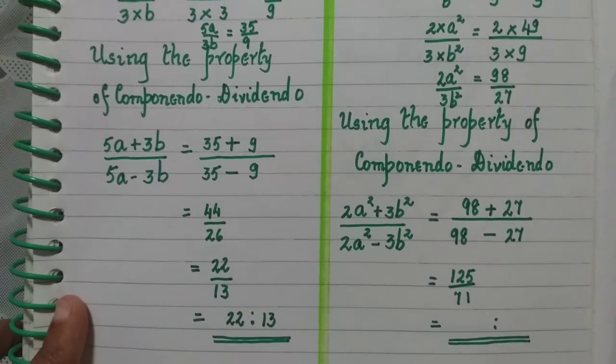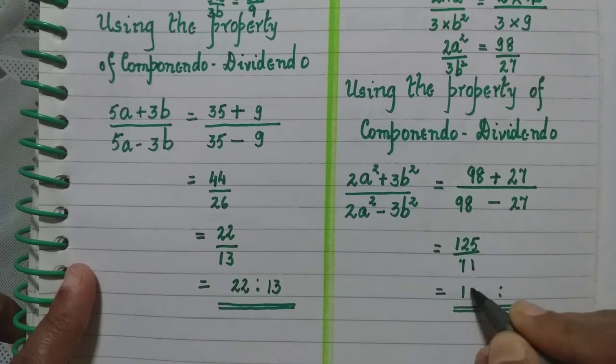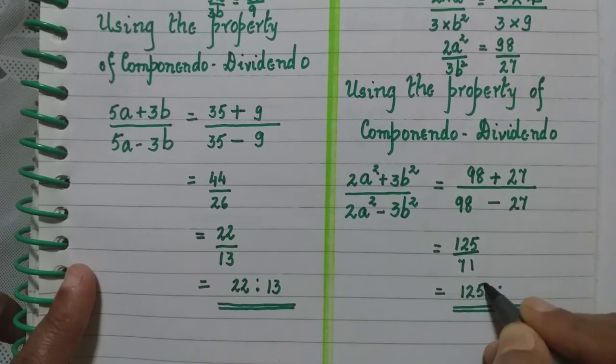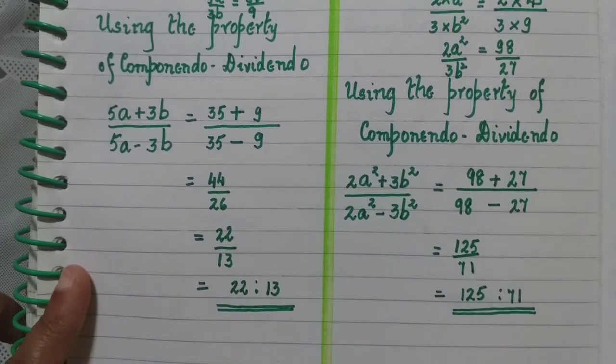But I have to write my answer in the form of a ratio. So the ratio is 125 is to 71.